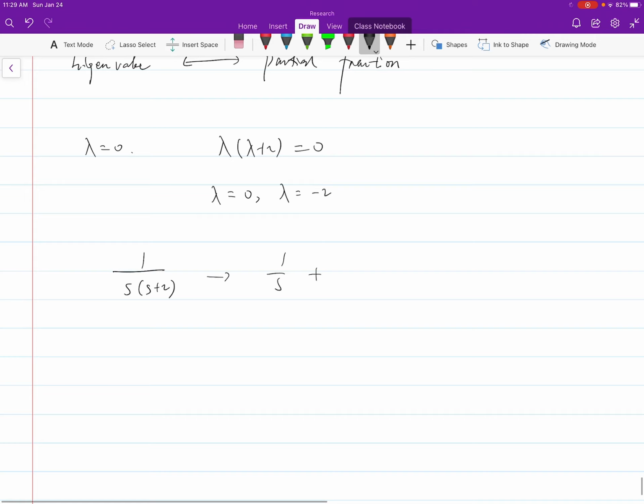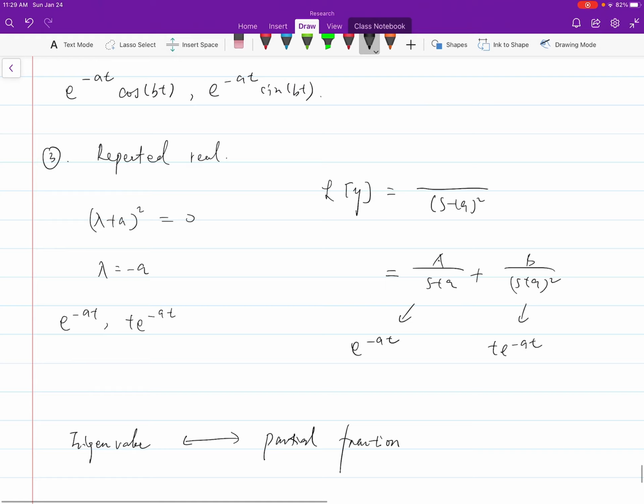What you're going to do is split them into this. So one part gives you e to the negative 2t, the other part gives you a constant, because we know the Laplace transform of 1 is 1 over s. So it's going to be a constant. So all the cases we had before will be covered. And they have exactly one-to-one correspondence, but you have two different ways to understand what's going on. Okay, that is very good.